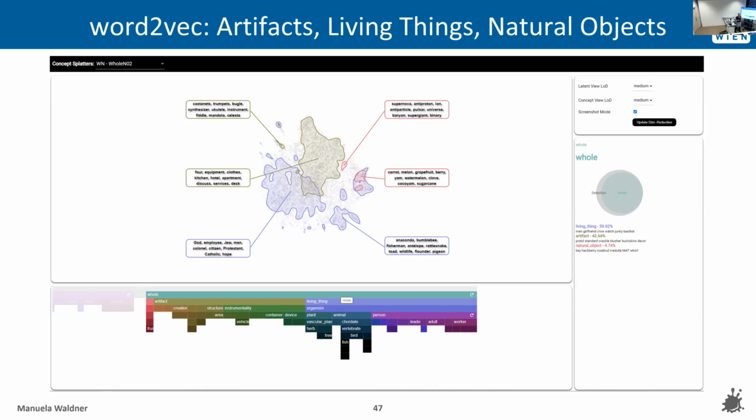We see a very clear separation between living things and artifacts and natural objects. There are some overlaps, but there are also some clusters. Here we have animals. Here we have natural objects like supernova, antiproton, ion. I don't know how you would semantically describe this kind of class, but clearly it's distinct from fruits. And musical instruments are very distinct in our word embedding.